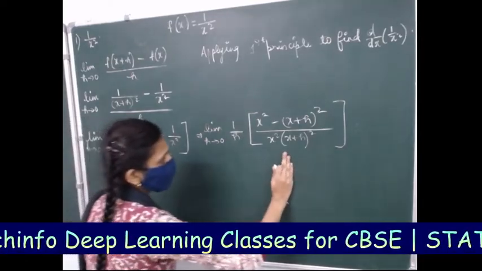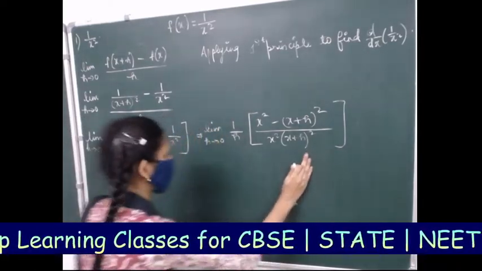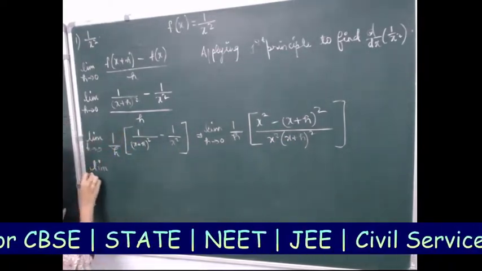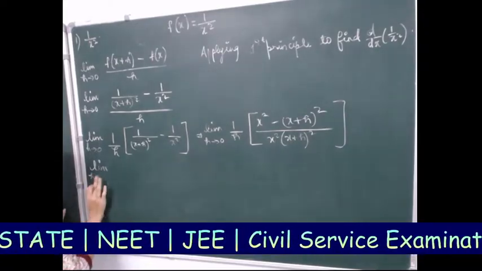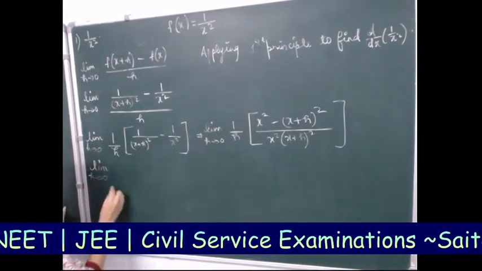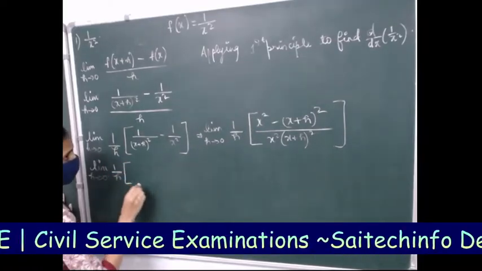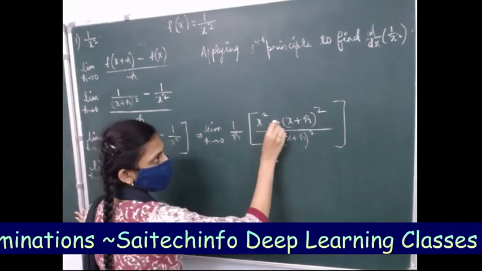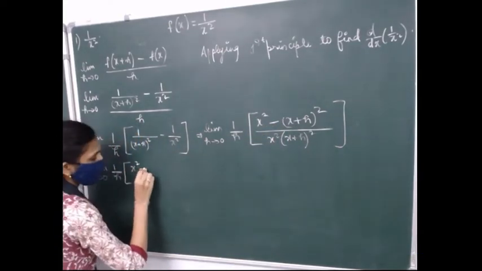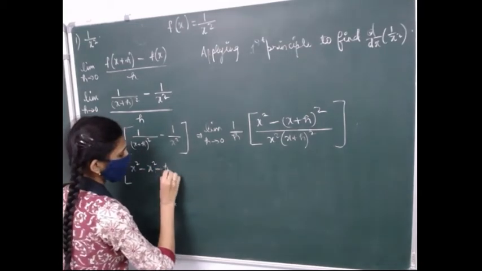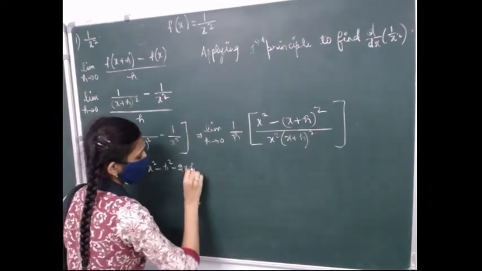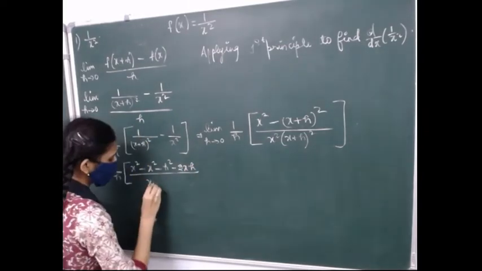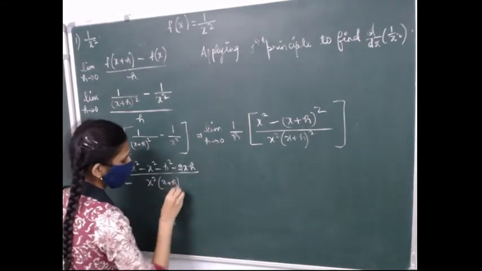So don't expand the denominator, always keep it as a factor so that it will be easily cancelled in the numerator. So limit h tending to 0, so I am expanding using a plus b the whole square formula. So expand it carefully because the negative sign is in the front. So x square minus h square minus 2hx, whole divided by x square into x plus h the whole square.